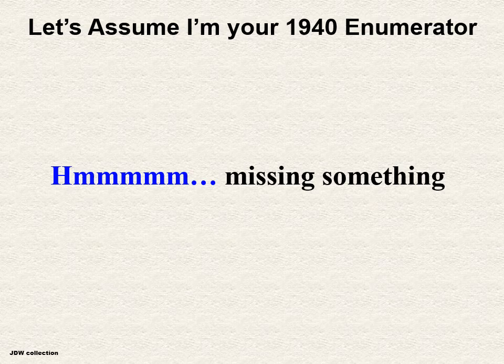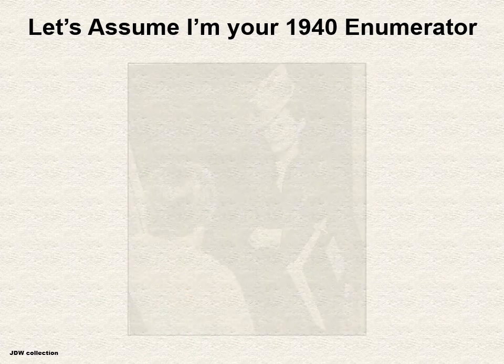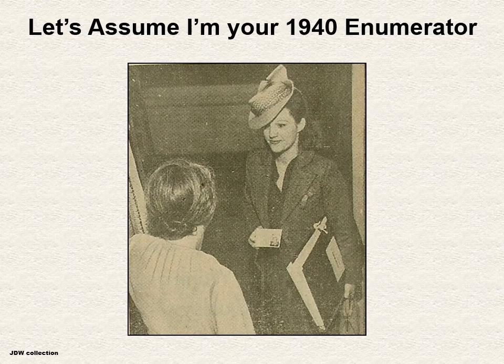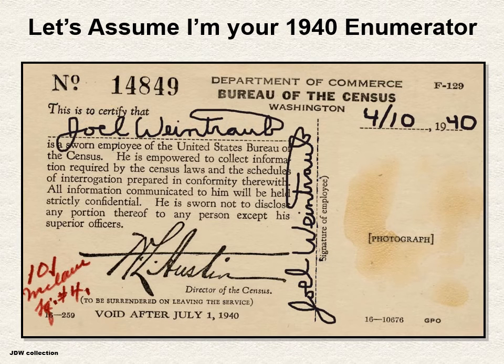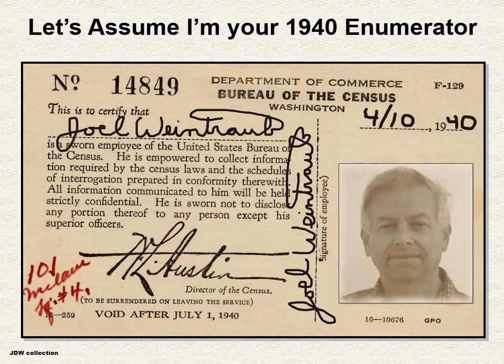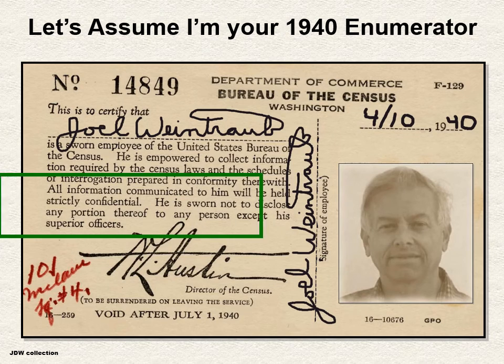Let's assume I'm your 1940 enumerator. I'm missing something. I certainly don't look as nice as this person. I'm missing her card. Well, I can solve that problem. That's relatively easy to do, and figure out a photograph that I can put in sepia. Yeah, that looks all right. And I come to you and I say, hey, here I am. I'm sworn not to disclose any portion thereof to any person except my superior officers. And the person says, you're kidding. That's not going to work for me.